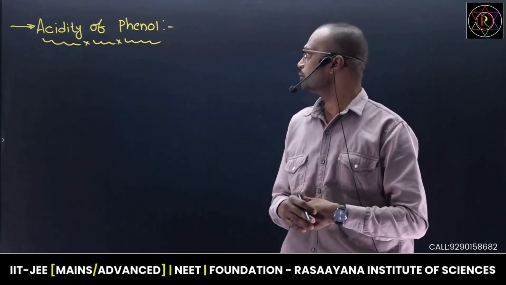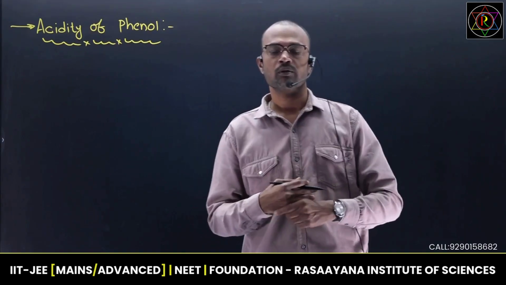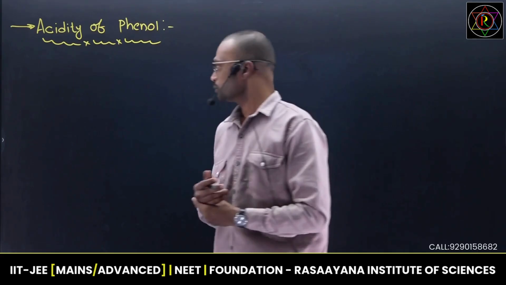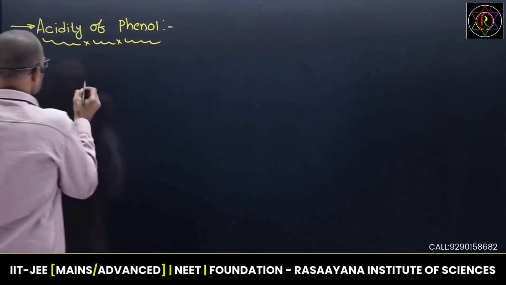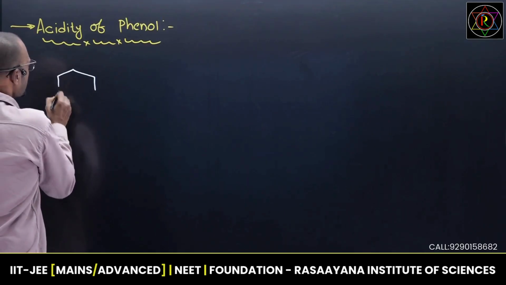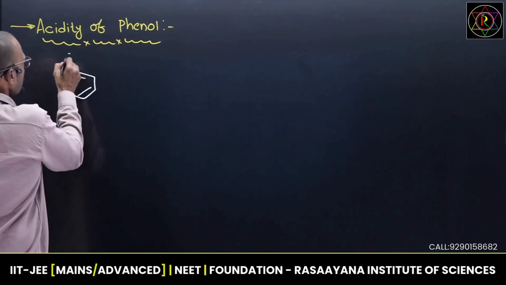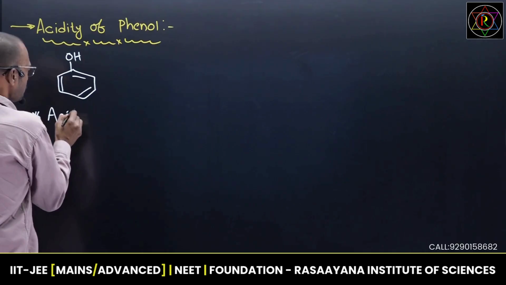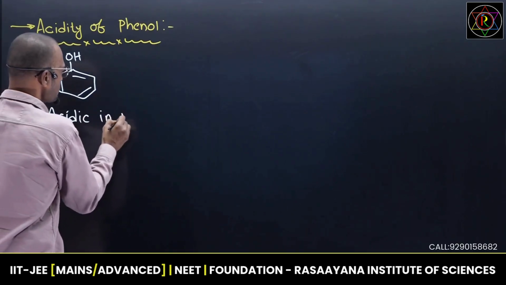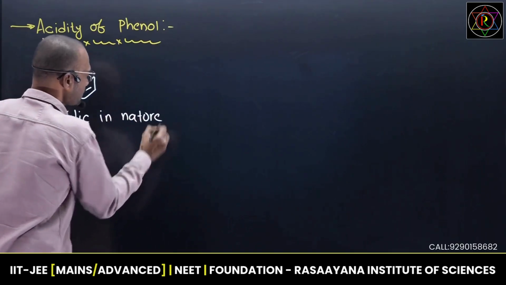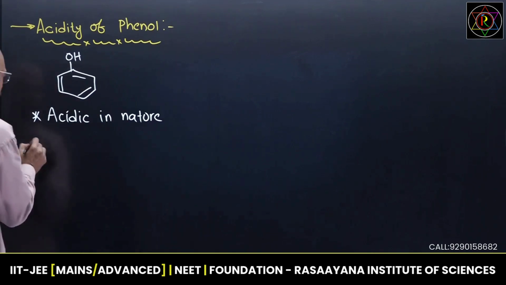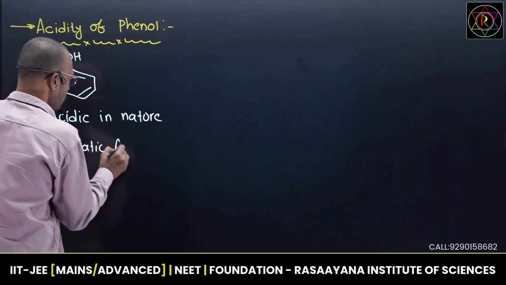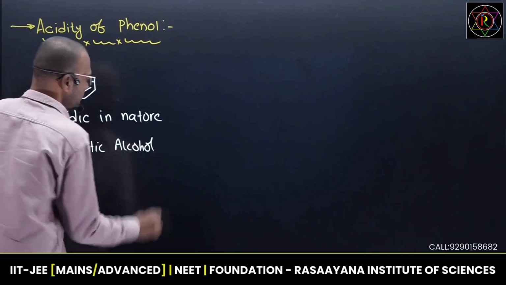In this video, we are going to discuss the most important concept in organic chemistry, that is, acidity of phenol. Okay, so generally phenol is an aromatic alcohol. We can represent it like this. This is a phenol. Phenol is acidic in nature. It is a pure acid, showing acidic character. Phenol belongs to aromatic alcohol.